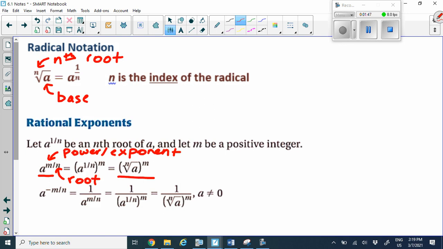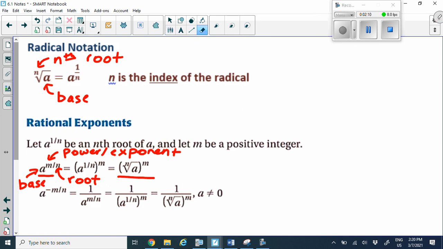Now, how will you remember this? Well, think about this, right? Roots of a plant. Roots are underneath the ground. Well, we think of a fraction, and that's what rational exponents are, fractions. Well, the root is going to be underneath the fraction line, okay? So it's underneath. And then, of course, your a is going to be your base.